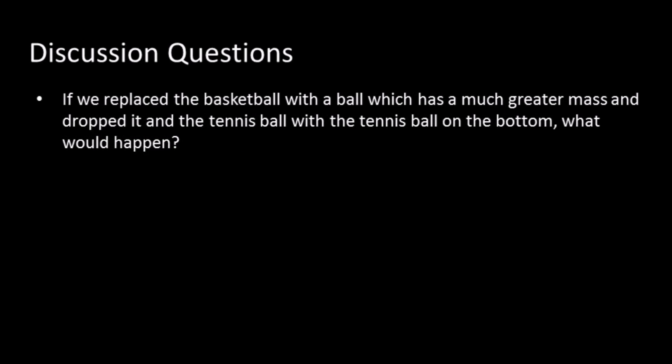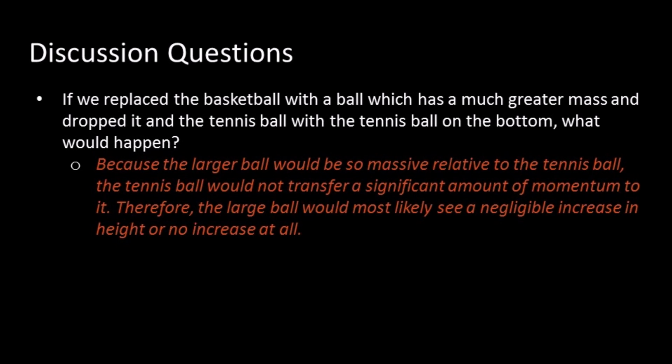If we replace the basketball with a ball which has a much greater mass and drop it with the tennis ball on the bottom, what would happen? Well, because the larger ball would be so massive relative to the tennis ball, it would not transfer a significant amount of momentum to it. Therefore, the large ball would most likely see a negligible increase in height or no increase at all. This concludes this video presentation.